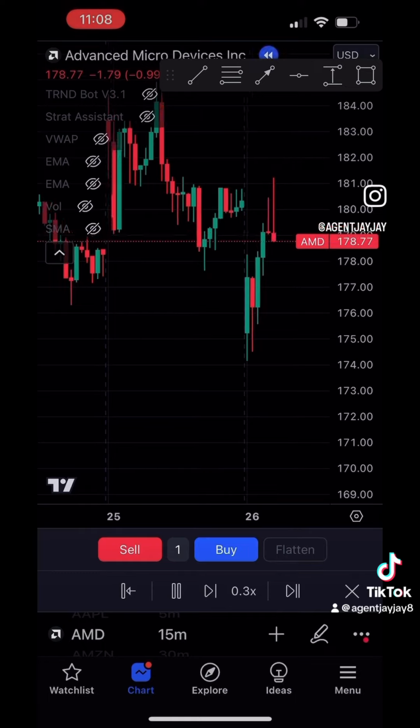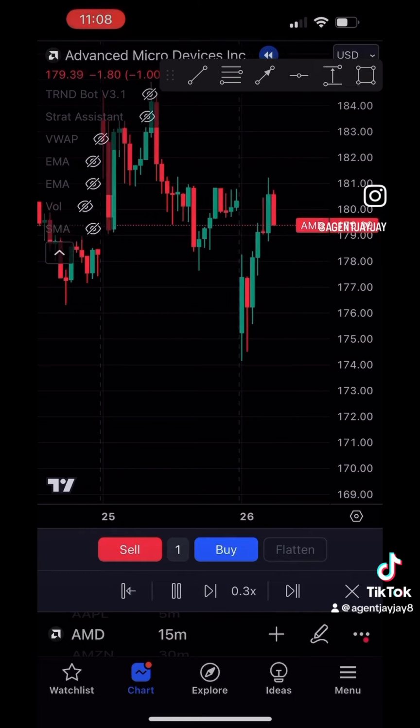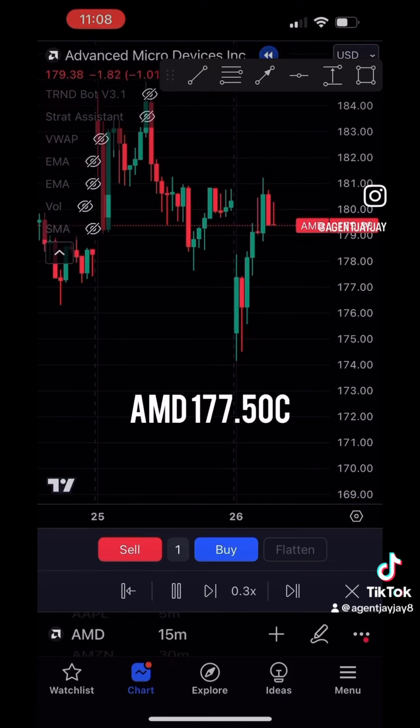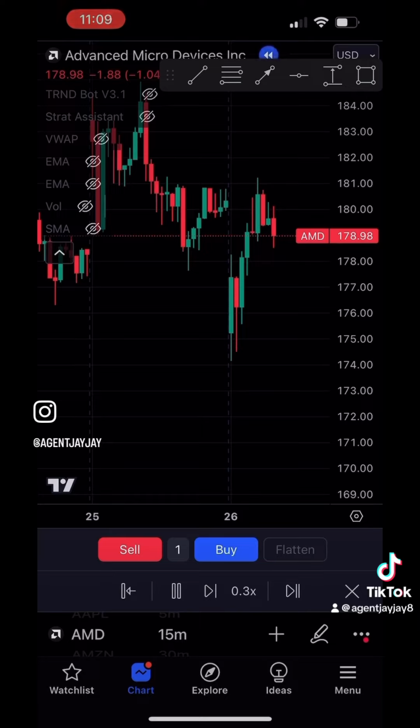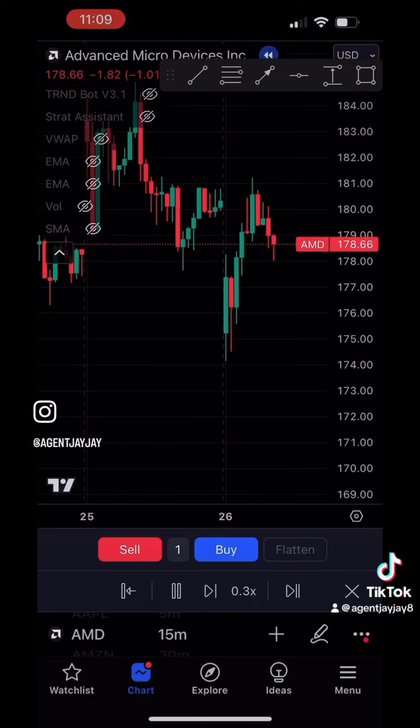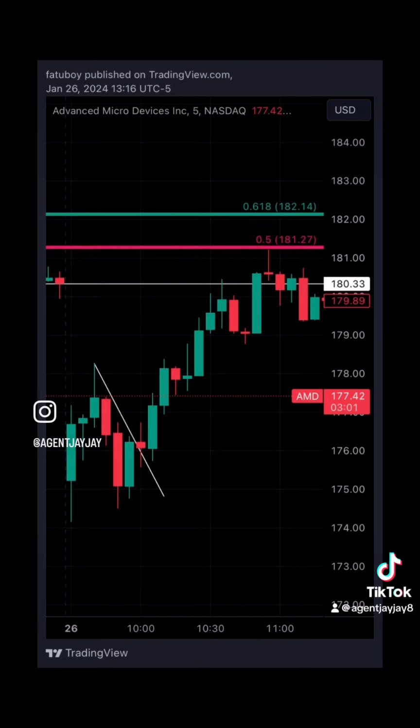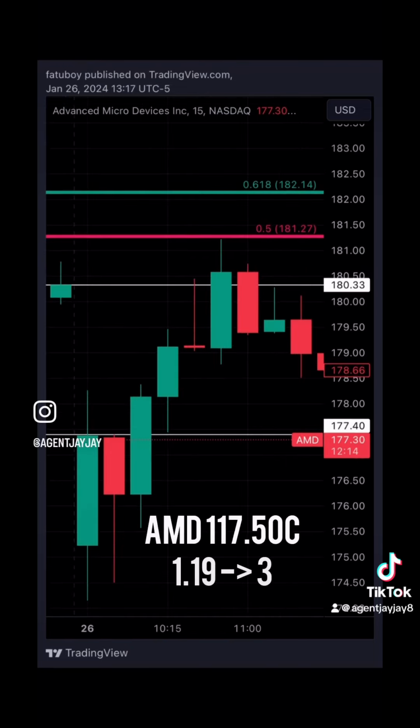At the point of that break, the contract expiring today, the 177.50 put, was trading for about $1.19, which is $119. And by the time we got to our target on the upside, that same contract was between $3 and $3.60. So of course, while this can go to zero, whatever you have invested, you can also have about a 140% return like I did this morning.